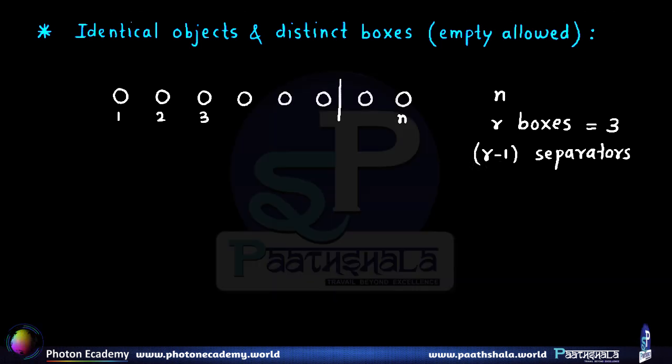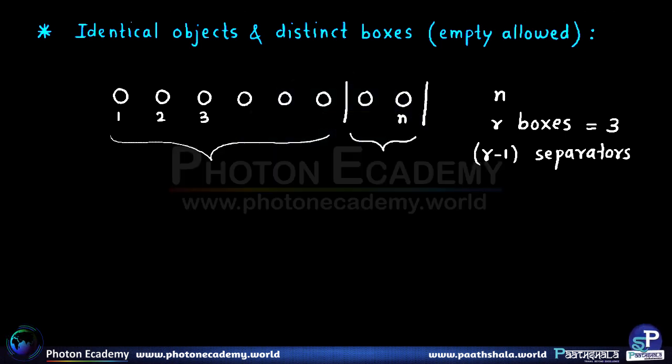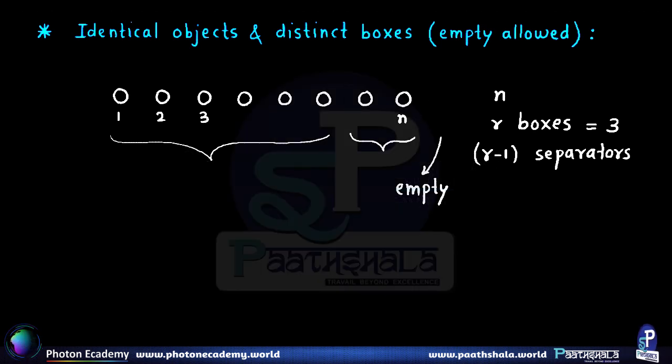But we can now consider another possibility, that is when suppose one of the lines is here and the another line is say at the other extreme. So that means the first group will contain certain number of objects, the second group will also contain certain number of objects, but the last group is empty. So that is one of the possibilities. Now by changing the location of the separators, we will get other possibilities also.